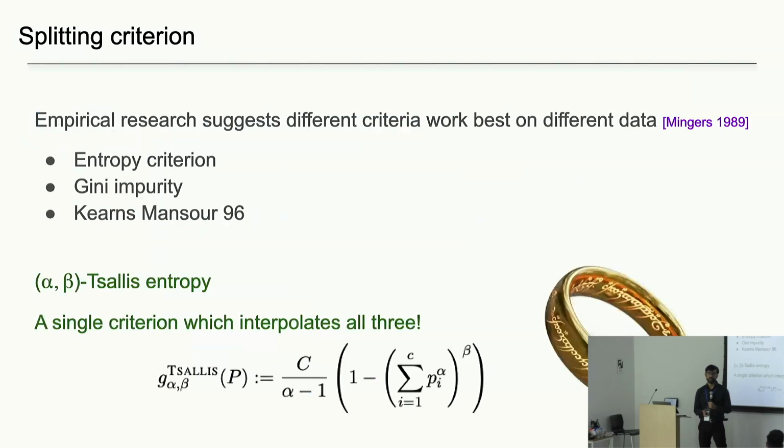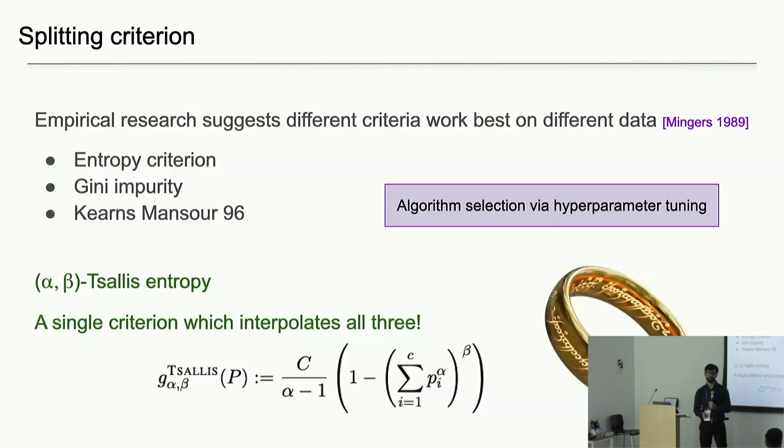So this is what we come up with. We propose a general expression which captures several different splitting criteria that people have studied in the literature: entropy, Gini impurity, and even some other criteria that people have proposed in the theoretical literature. There's this thing called alpha-beta Tsallis entropy, which has two hyperparameters, alpha and beta. By setting different values of the hyperparameters, you can select the splitting criterion, or select the algorithm by hyperparameter tuning.